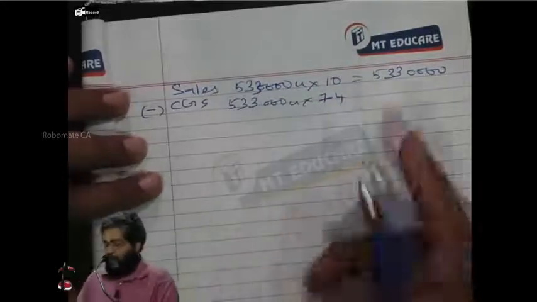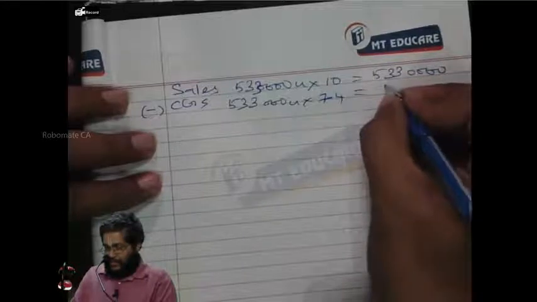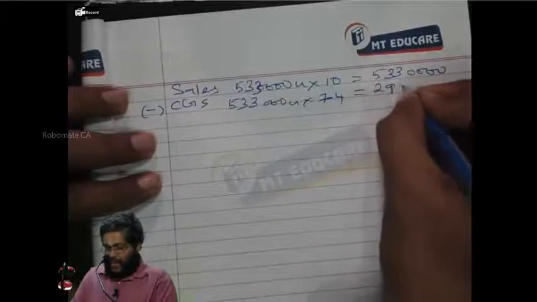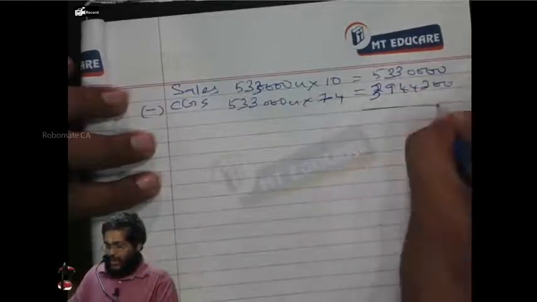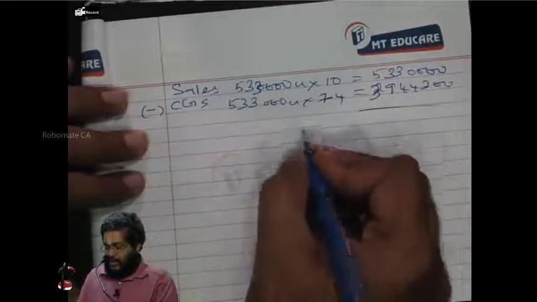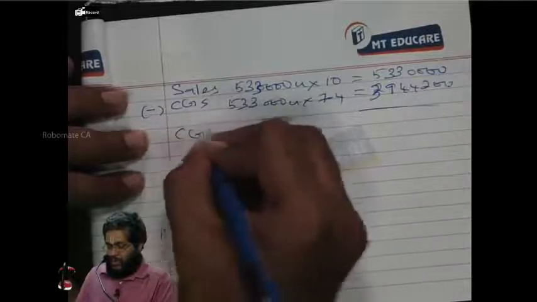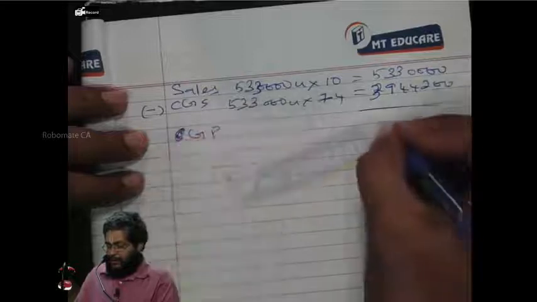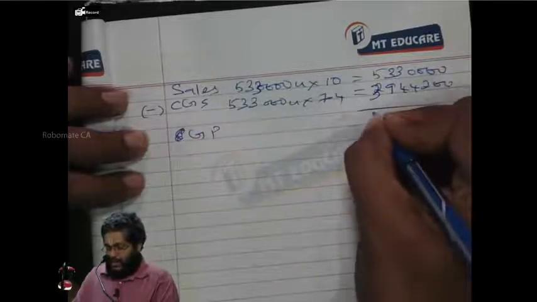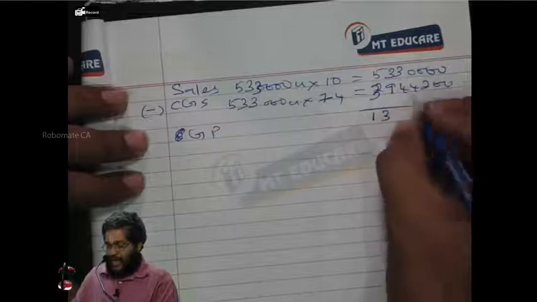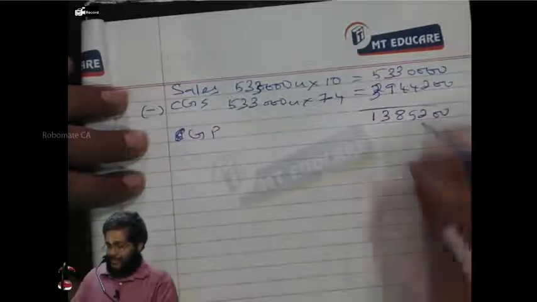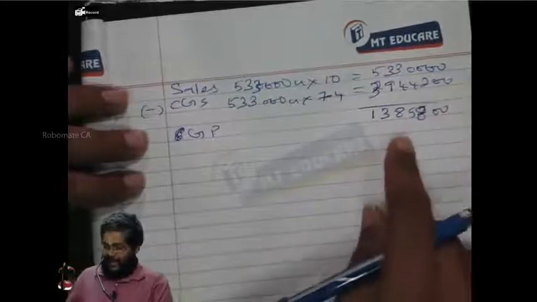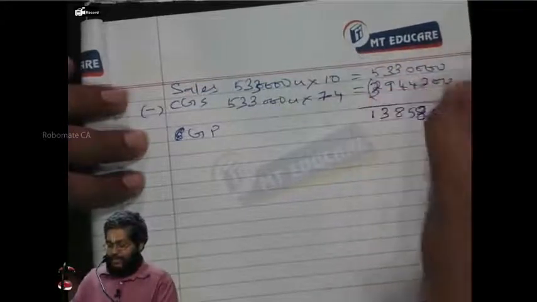Are you following or not? Which is equal to how much you got? 39 lakhs 44,200. Now, sales minus cost of goods sold gives you what? Gross profit. Tell me what is gross profit? 13 lakhs 85,800.